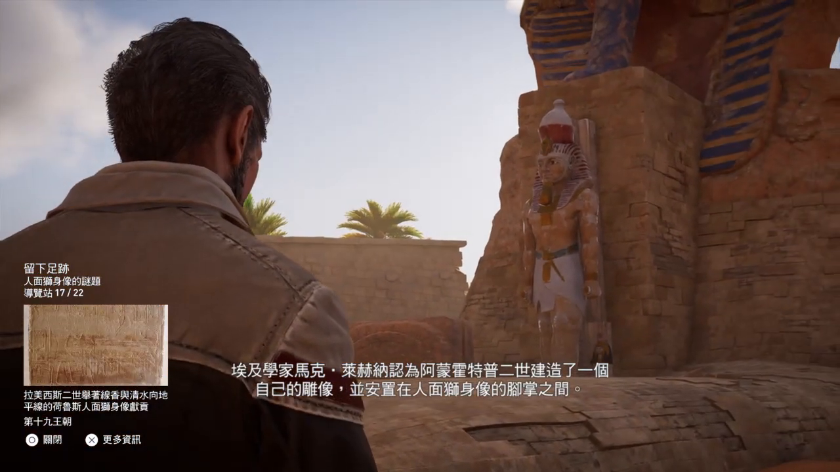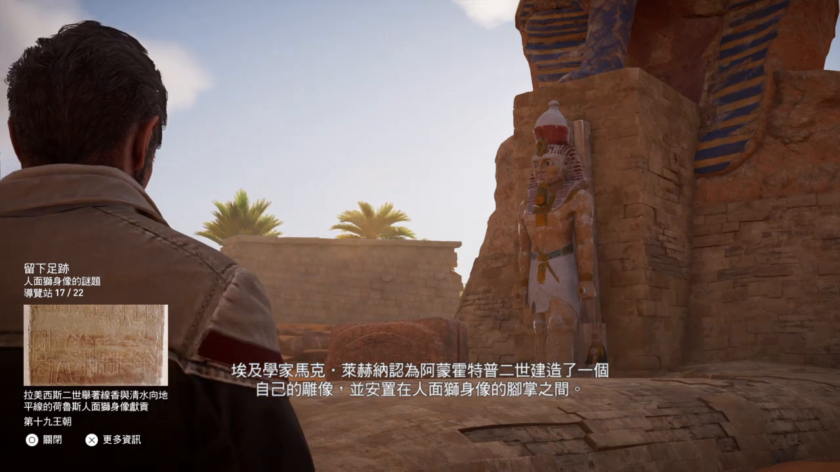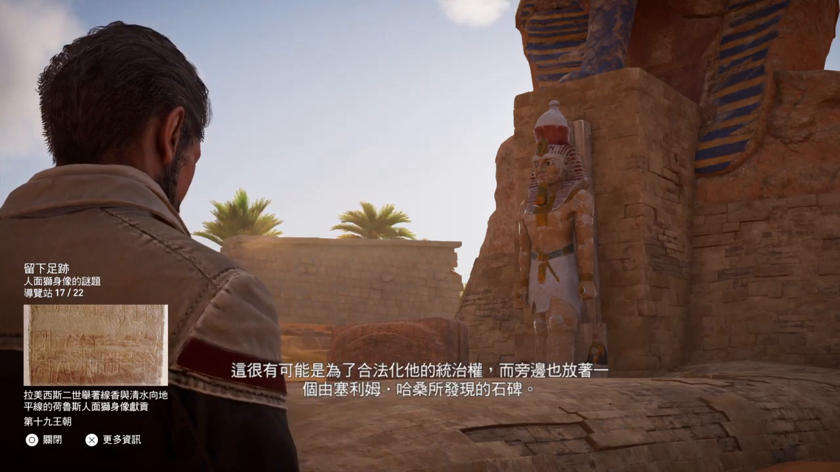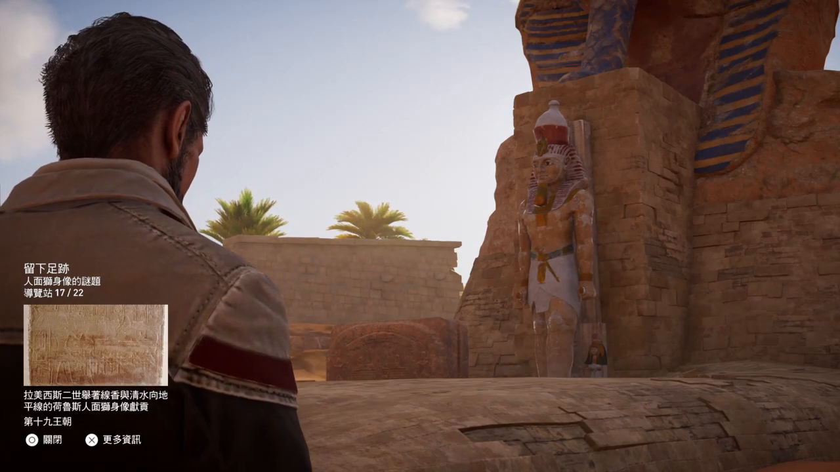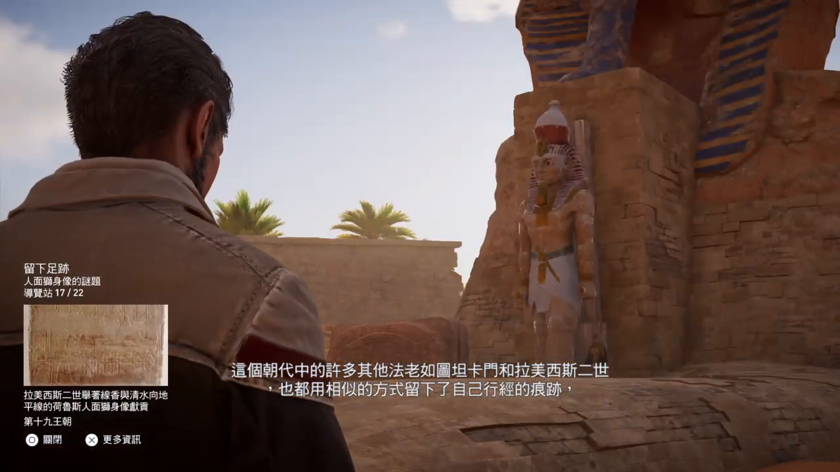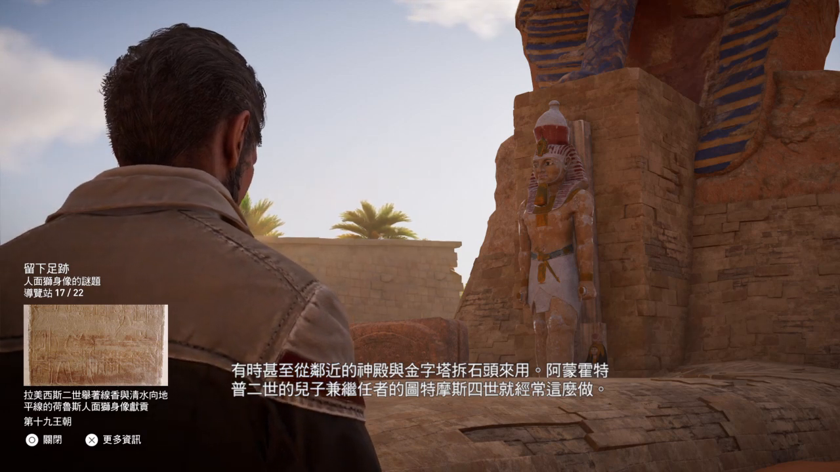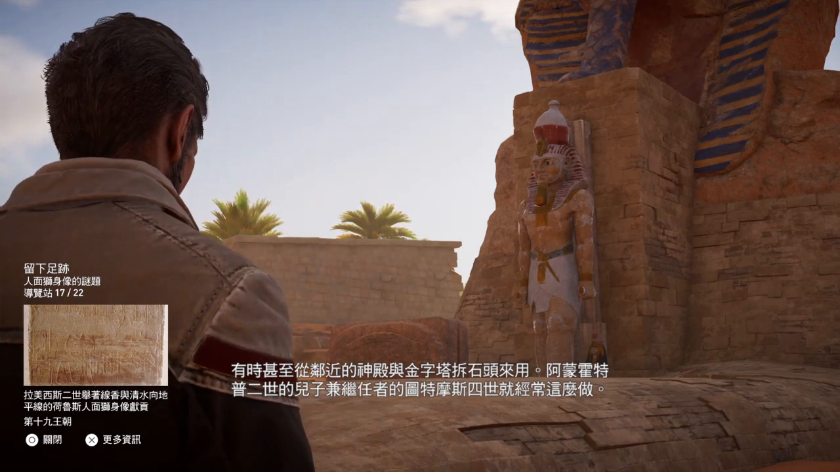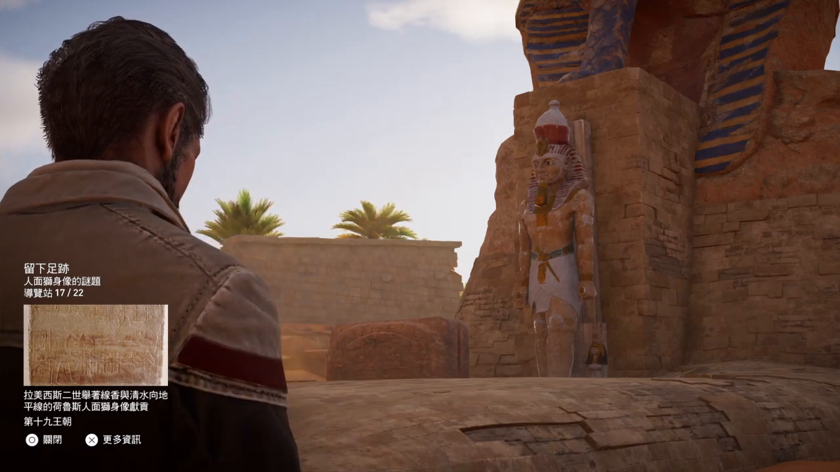Egyptologist Mark Lehner believed that Amenhotep II built a statue of himself anchored between the paws of the Sphinx, likely to legitimize his reign, alongside a stela found by Salim Hassan. Many other pharaohs of this dynasty, such as Tutankhamun and Ramses II, also left marks of their passage in a similar fashion, sometimes even stripping the stones of nearby temples and pyramids to do so. Amenhotep II's son and successor, Thutmose IV, was a frequent offender.